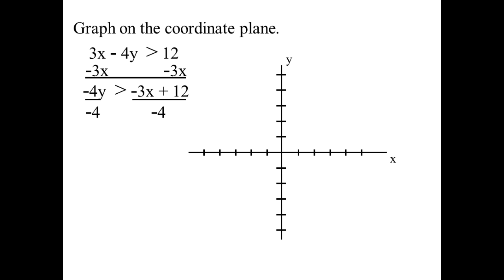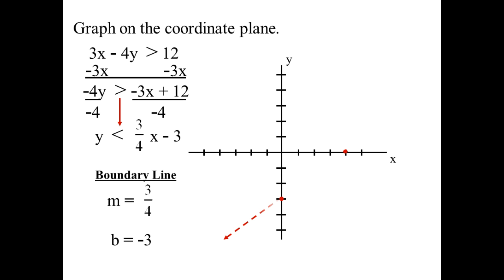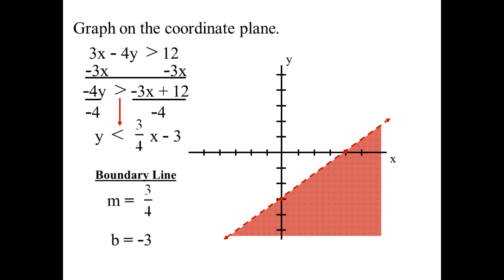Alright. Now, what do I need to do right now that's often forgotten? Yeah, divided by a negative. So, if you forget to switch it, you now know that your shading will be on the wrong side. So, switch that sign. Negative 3 over negative 4 is positive 3/4. 12 over negative 4 is negative 3. Okay. Plot it. Dotted line. But if you forgot to switch the sign, you would have shaded above instead of below.